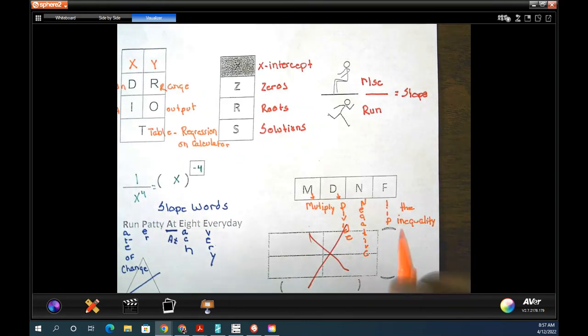Here's an example. Negative 2x is less than 4. We know to divide by negative 2. So that would be x is greater than. There's the flip right there. Because we divided by negative, x is greater than negative 2.